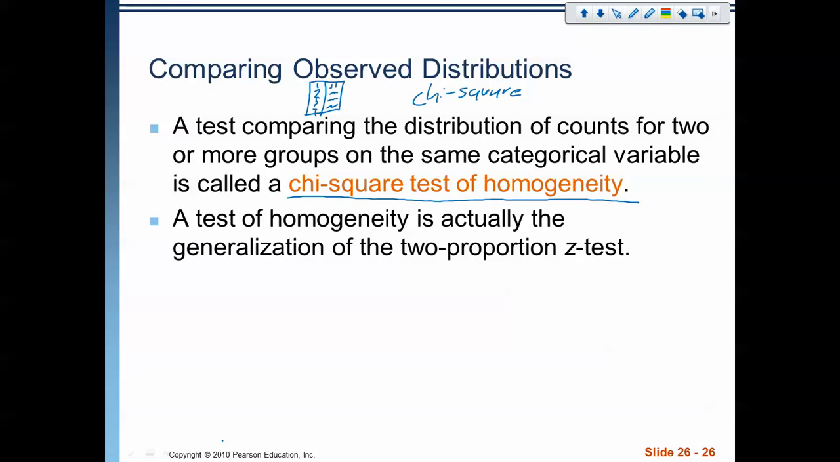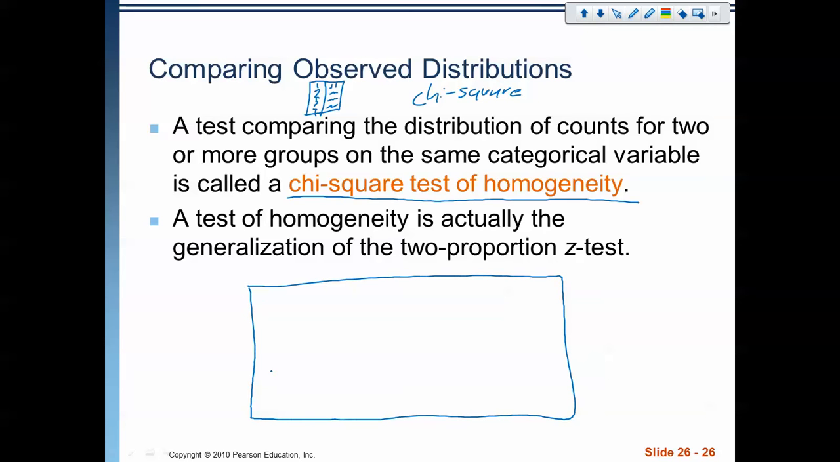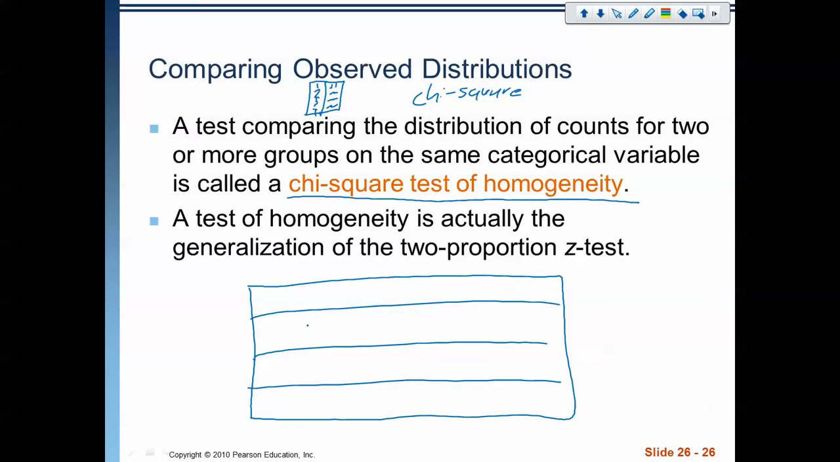We do have a test that compares the distribution of counts for two or more groups of the same categorical variable, and that's called the chi-square test of homogeneity. And when I say two or more groups, you should be thinking back to chapter 3 when we did contingency tables. You might remember that we did that group that was alive and dead, and it was the Titanic survivors, right? First class, second class, third class, and crew. And we had a certain number of things in each one, right?